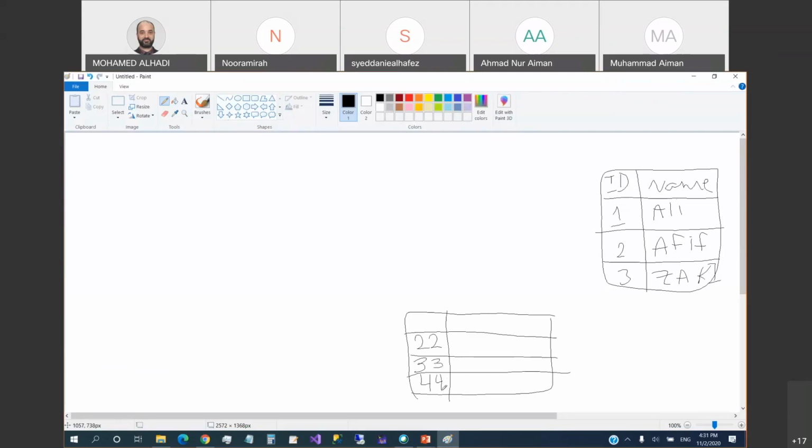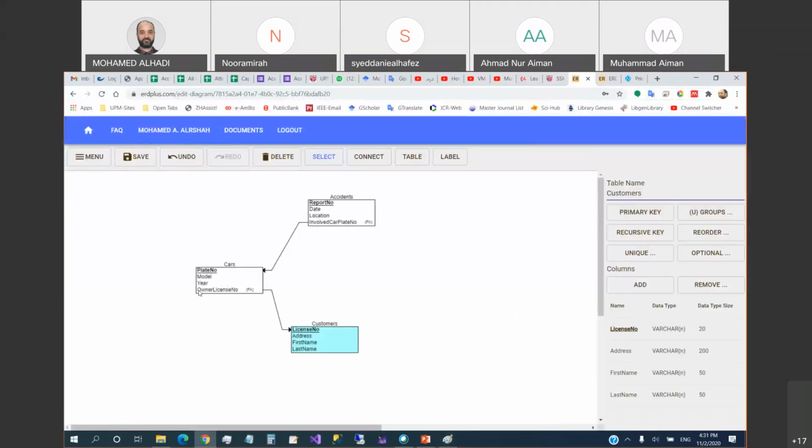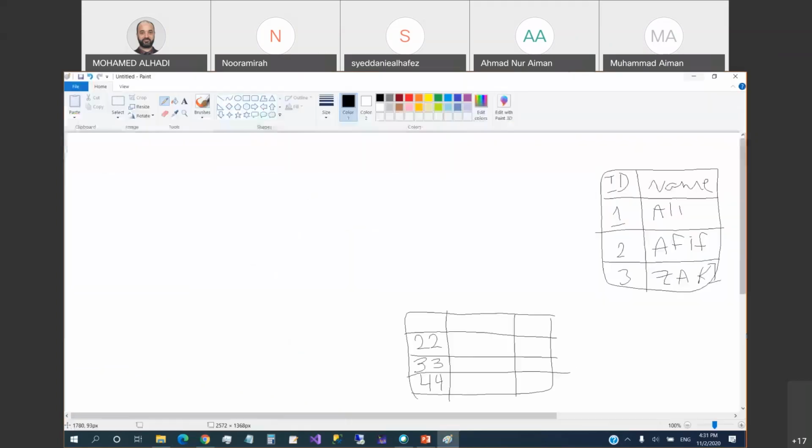And this information for the car involves, as you can see, we go back to this design. The car has the owner license number, right? So that's why the license number is supposed to come here. This side is the primary key and this side is the foreign key, right? So suppose Ali is the owner of the first car. This one is cars, this one is customers. So this car belongs to Ali, this car belongs to Zaki, and this car belongs to Afifi. No matter what kind of information is here.